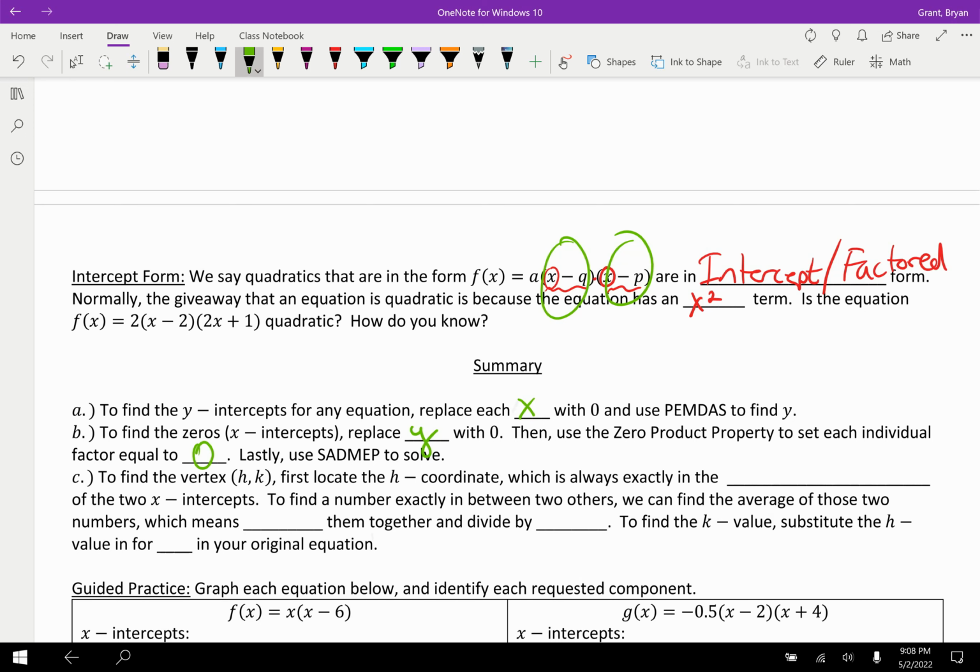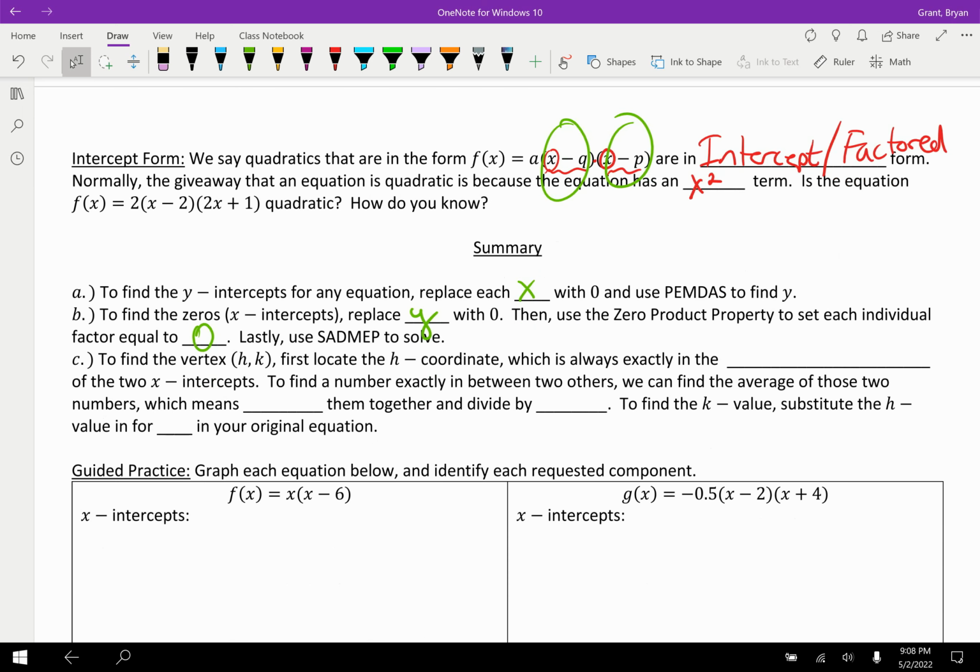To find the vertex, which is certainly the most complicated part, first you find the h-coordinate. The h-coordinate is exactly in the middle of the 2 x-intercepts. Don't forget to find a number exactly in between the 2 others. You can always count, or you can just find the average of those 2, which means add them together and divide by 2. Once you have the h, then to find the k, you just substitute the h value in for x in your original equation.